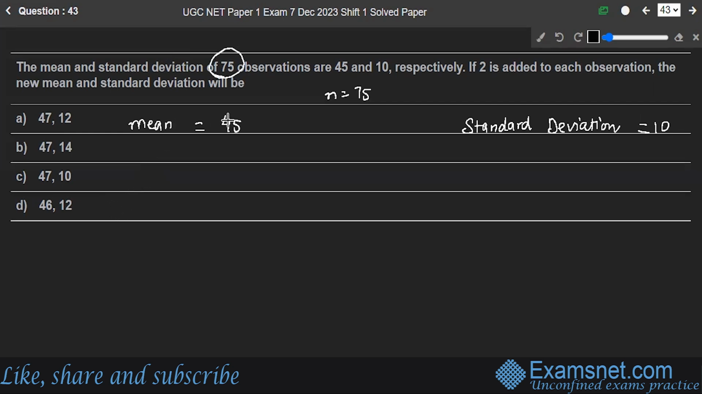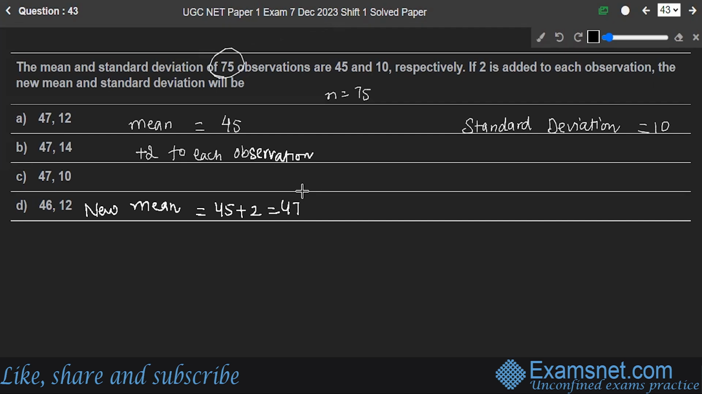Correct. Now, if 2 is added to each observation, how will it change? If I'm adding 2 to each observation, right, that means the new mean will also be increased by 2, because each and every term is increased by 2.